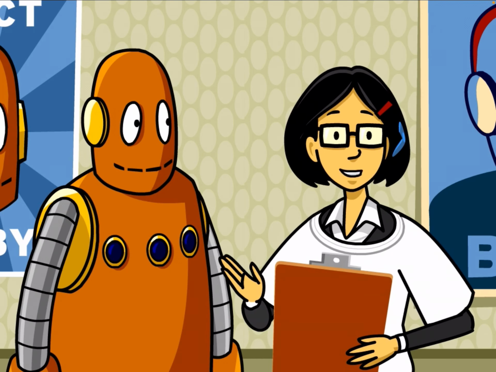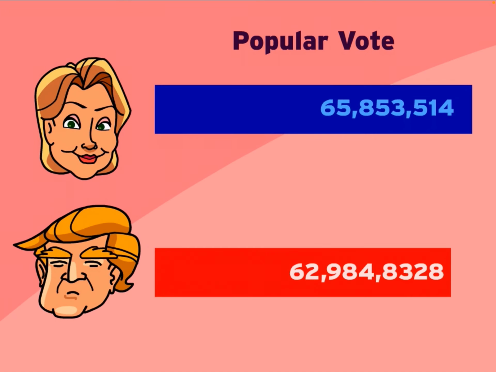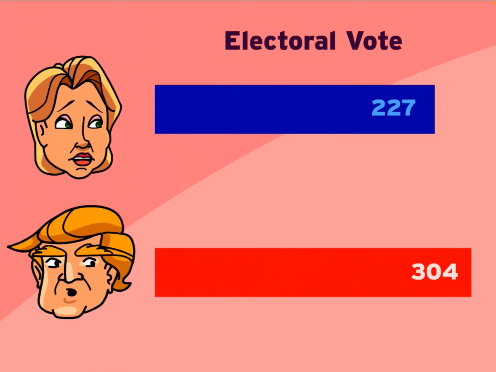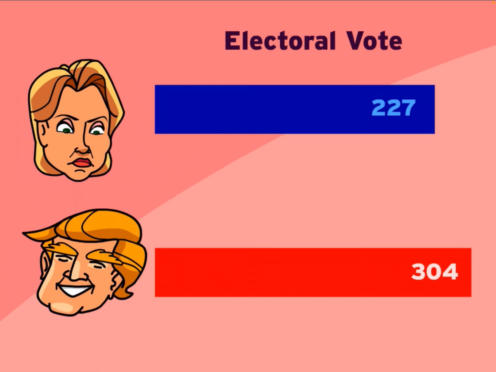Yeah, you'd think whoever wins the majority of votes across the country becomes president, but it's possible to win the popular vote and lose the electoral vote. It happened to Hillary Clinton in 2016. She got nearly 3 million more votes than Trump, but still lost the election.